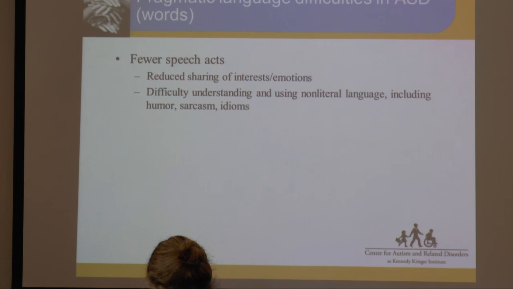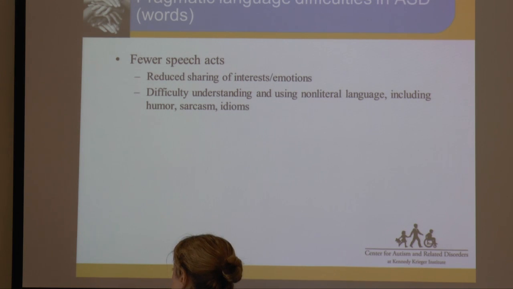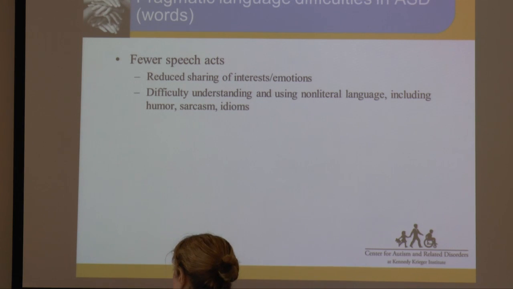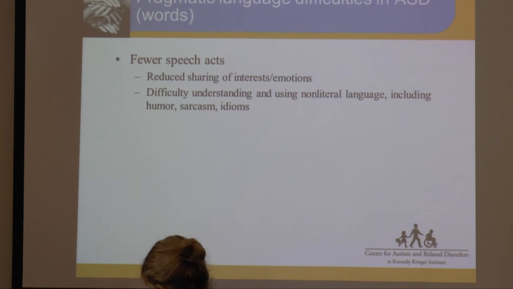Typically what we see in terms of speech acts is that they either engage in particular ones less of the time, or maybe they don't engage in some of those speech acts at all. There are certain ones that tend to be harder for kids with autism, specifically sharing interests and emotions. Any of those reasons why we're communicating that relate to interests and emotions tend to occur less frequently in our kids with autism.